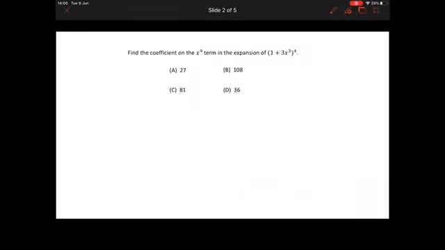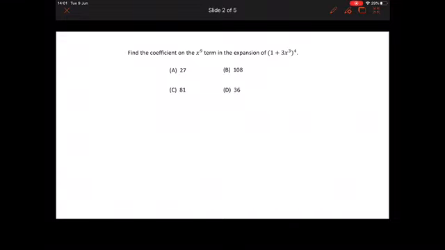So this is the first question in your quiz. It's asking you to find the coefficient on the x to the power of 9 term in the expansion of (1 plus 3x cubed) all to the power of 4. Now remember, this isn't the same as your expansions. You cannot fully expand this and then find your answer. You have to use what we call the general term.